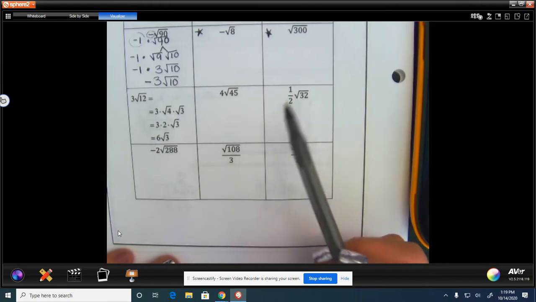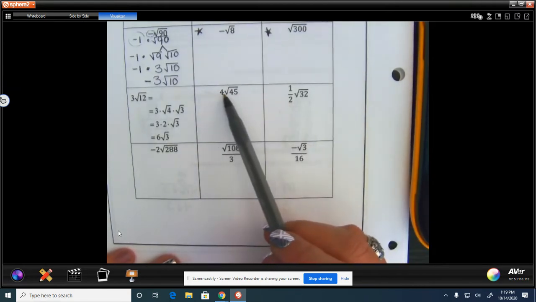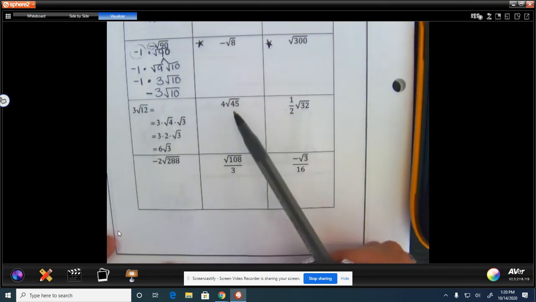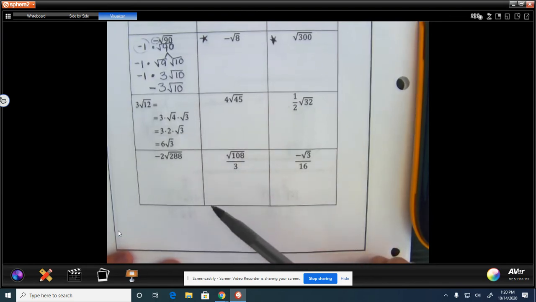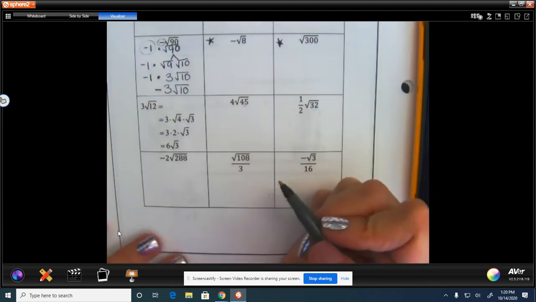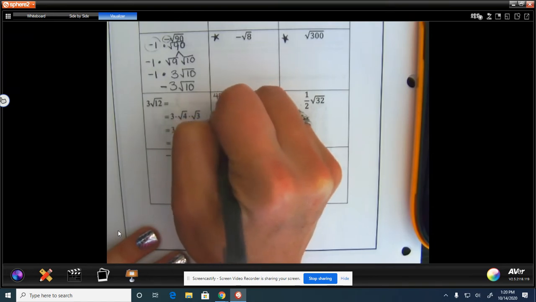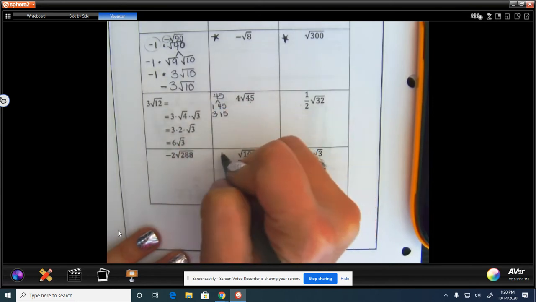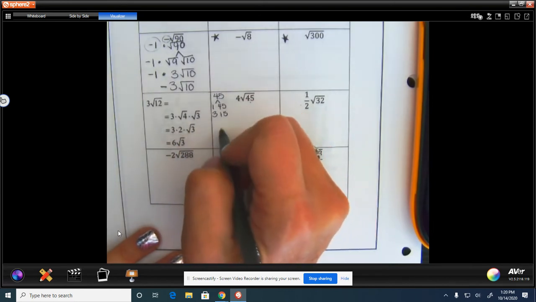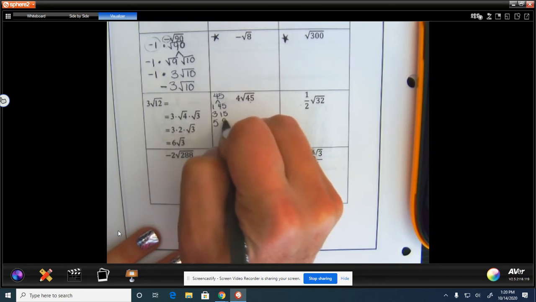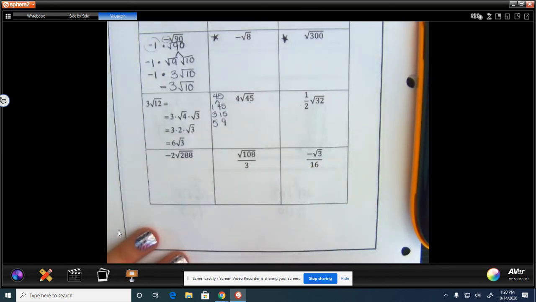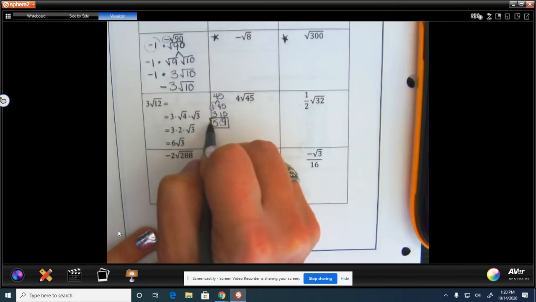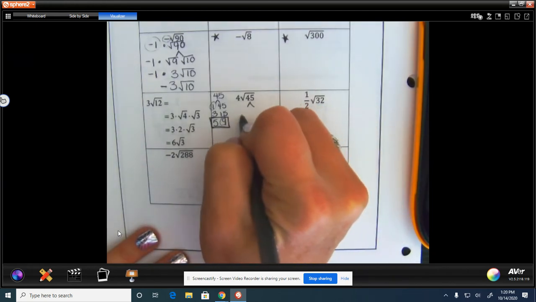Okay, and I'm going to bring you down to these two where we have a coefficient in front. Having a coefficient in front is very similar to having that negative in front. All it means is that we're going to bring it down and multiply it at the end. So for instance, let's start with 45. We need the factors of 45. So we have 1 and 45. We have 3 and 15. We have 5 and 9. And I believe that's it. So my perfect squares are 1 and 9. The larger one is 9, which means I'm going to use 5 and 9 as my factors.